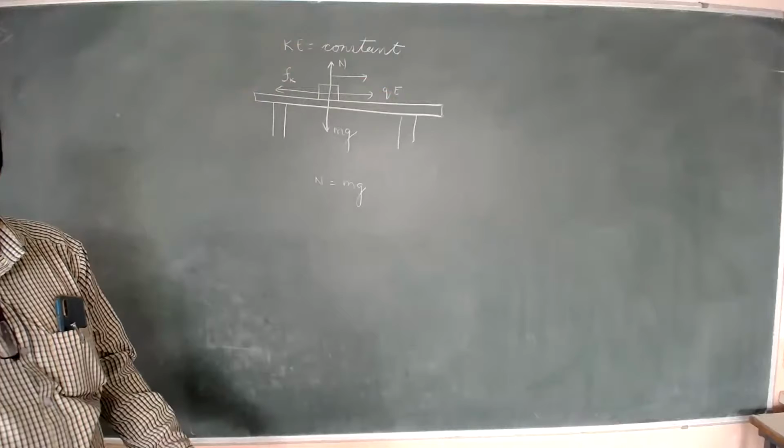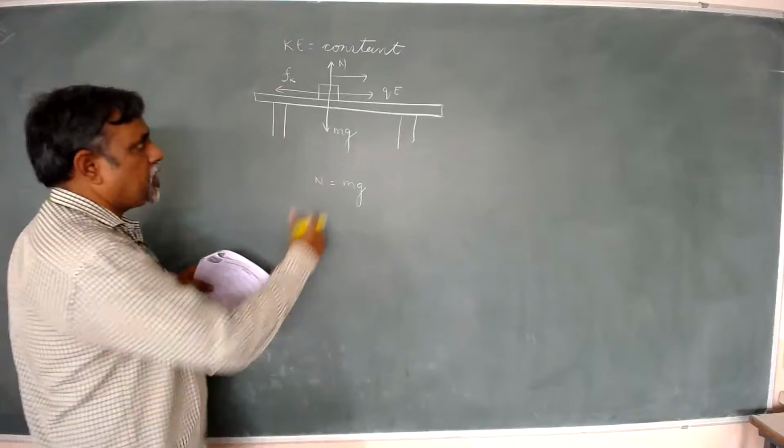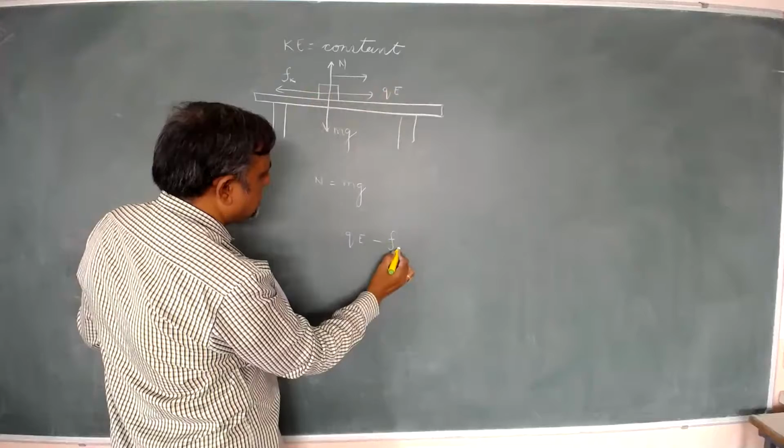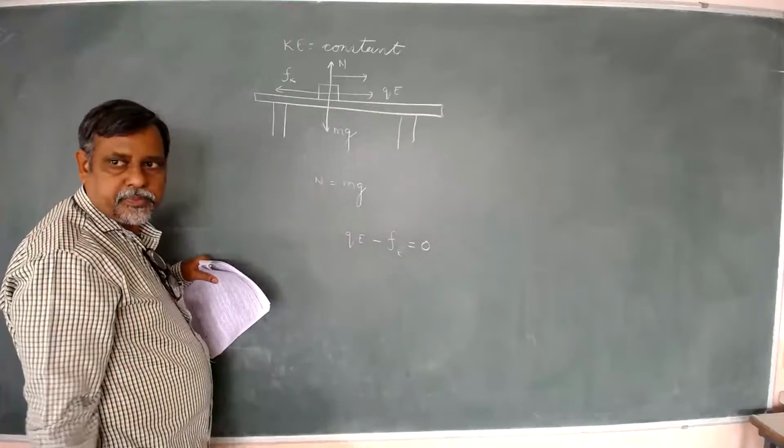Understood? Now, what will be the net force? These two are in opposite directions, so QE minus FK is equal to 0. Why minus? Because both are in opposite directions. So QE is equal to FK.